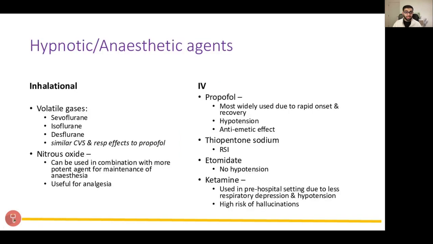So these are some of the anaesthetic agents that you can give. They are generally split into two categories, inhalational and IV. The drugs that you should know about for inhalational agents are volatile gases and nitrous oxide. I'm just not going to go through these in too much detail. What I would recommend is just knowing the main side effects of them. For IV, know that propofol is the one that's used the most, thiopentone is really used for rapid sequence induction, and etomidate is used in patients with cardiac impairments, because it provides cardiovascular stability because it doesn't produce that hypotension.